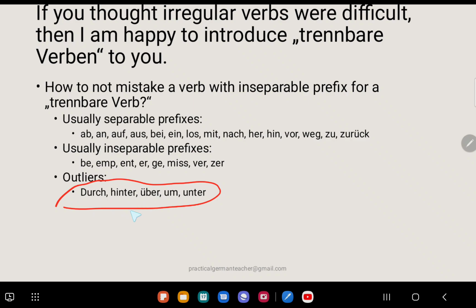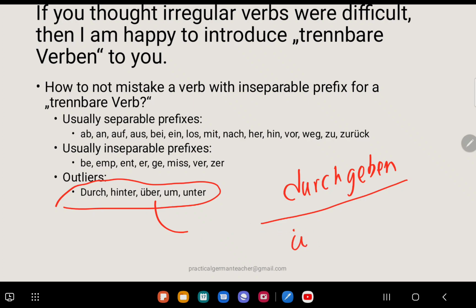Durchgeben, sorry, yeah, durchgeben, I think there is this, not sure what it means. I think it means to like let pass through or transmit, right? Übergeben, it means to like vomit. Okay, here it is not separable.